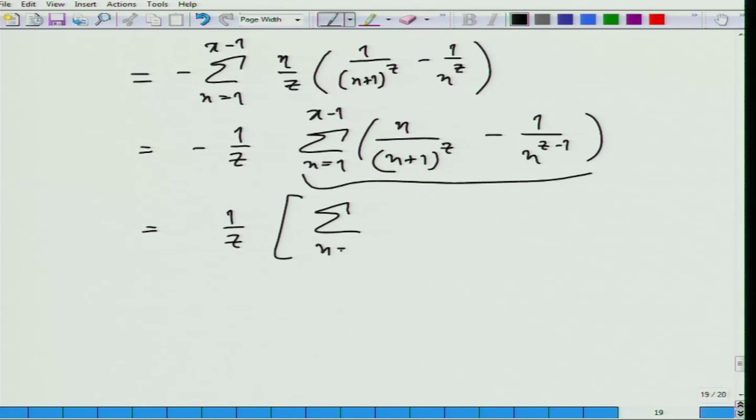Sum, n going from 1 to x, 1 by n to the z, I think x minus 1 or so. And then the last guy survives, which is n, which is n equals x minus 1. So that is x minus 1 divided by x to the z.